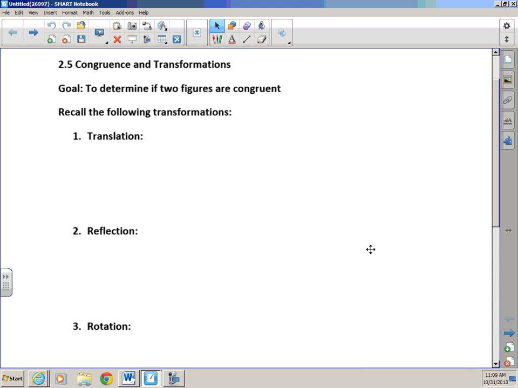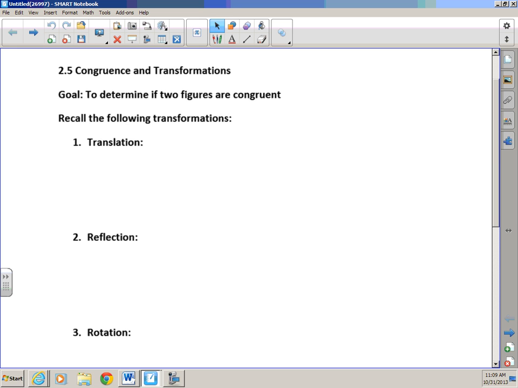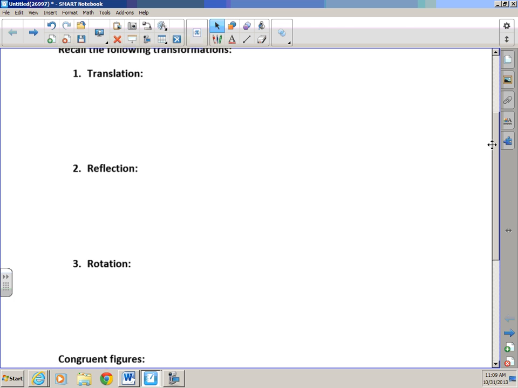The purpose of today's lesson is to take what we previously learned regarding transformations and use specific transformations to justify why two figures are congruent. So let's just review some prior concepts, which we've gone over a number of times.